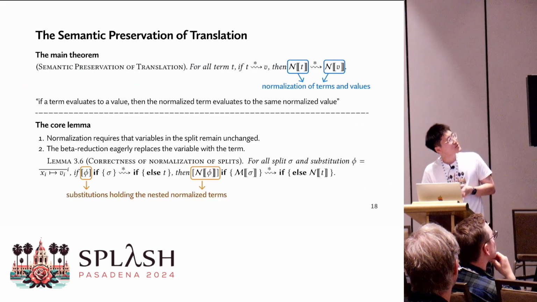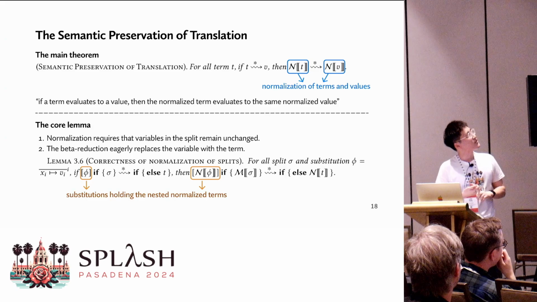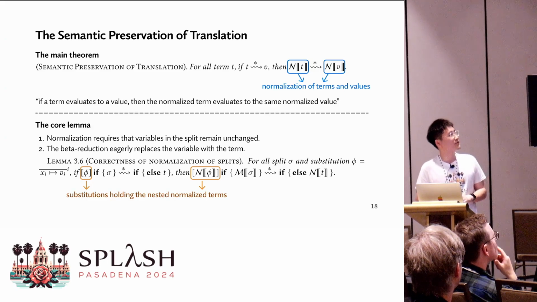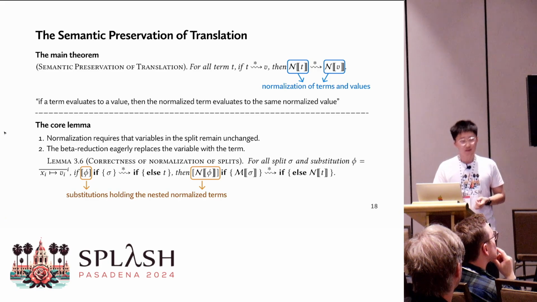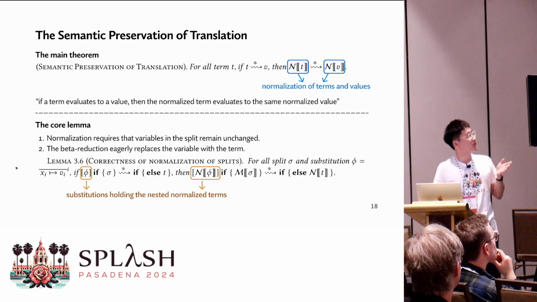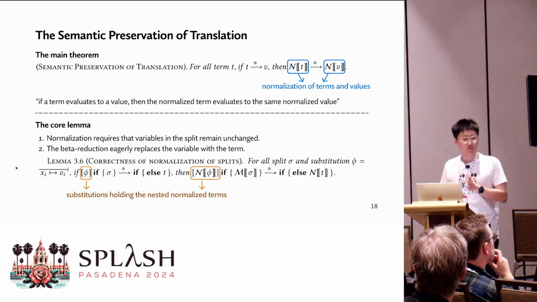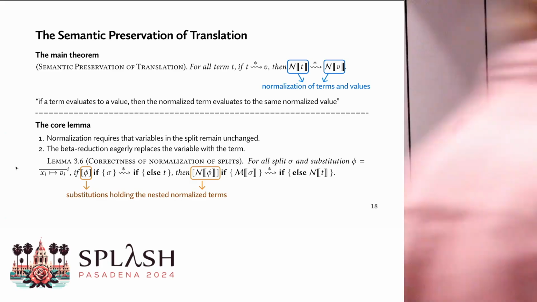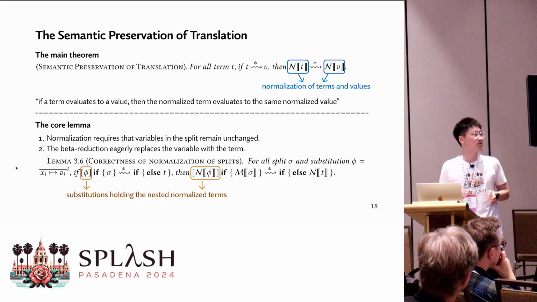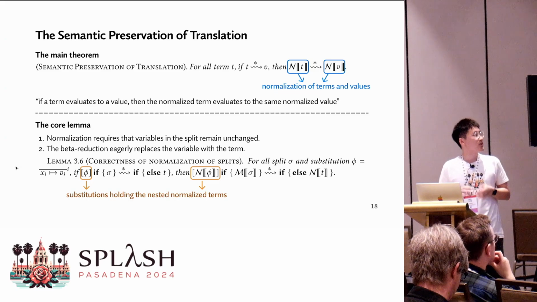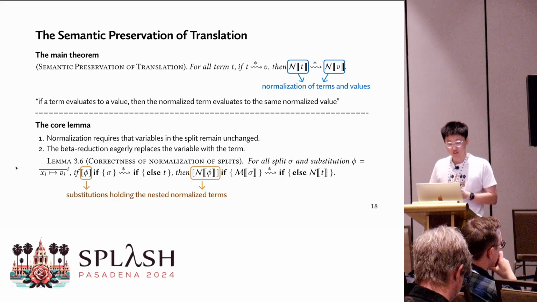So since time is limited, I only show you the intricate part of the proof. The main theorem just says that if a term evaluates to a value, then the normalized term evaluates to the same normalized value. And what makes things difficult is that our normalization algorithm requires variables to be maintained in the split, even during evaluation. But the beta reduction eagerly replaces all the variables with evaluated values. So in the core lemma, we need a substitution holding the nested normalized terms.